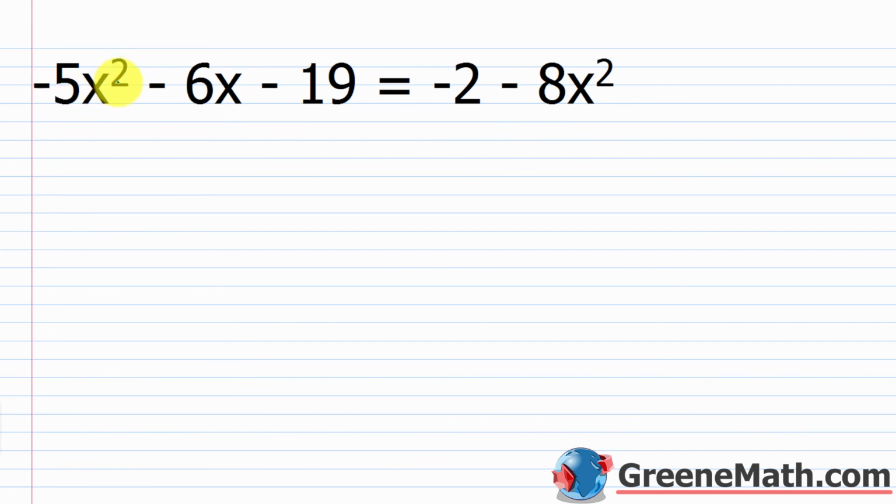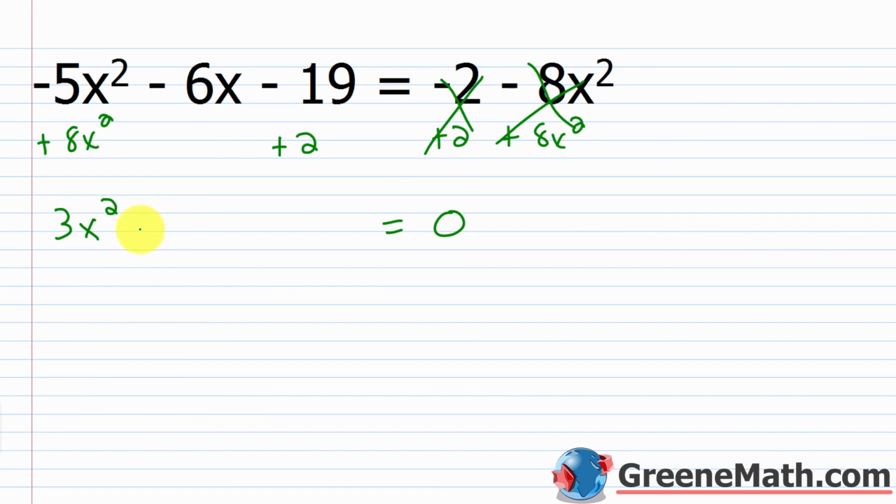So we have negative 5x squared minus 6x minus 19 equals negative 2 minus 8x squared. So I'm going to add 8x squared to each side of the equation. That'll cancel. I'm going to add 2 to each side of the equation. That'll cancel. So I'll have 0 on the right. On the left, 8x squared minus 5x squared is 3x squared, minus 6x, and then negative 19 plus 2 is negative 17.